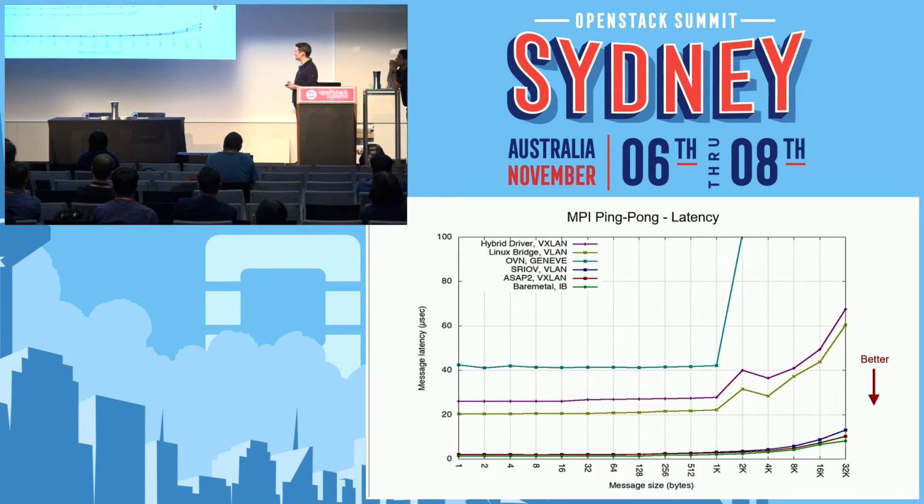The very bottom line is a similar cluster managed using Ironic with InfiniBand enabled, 100 gig again, and that gives about 1 microsecond. So that is the baseline to beat.